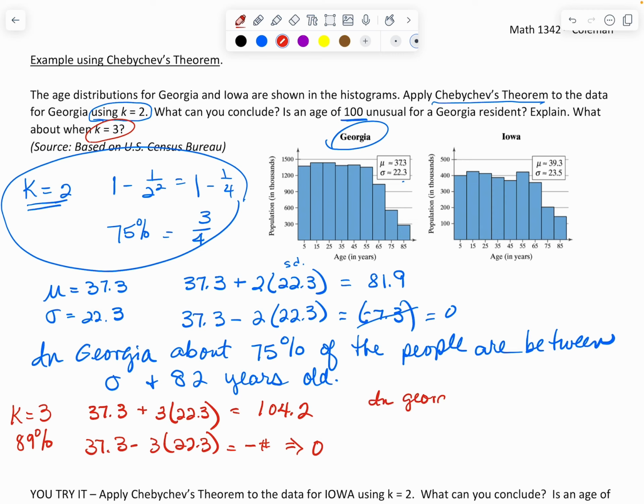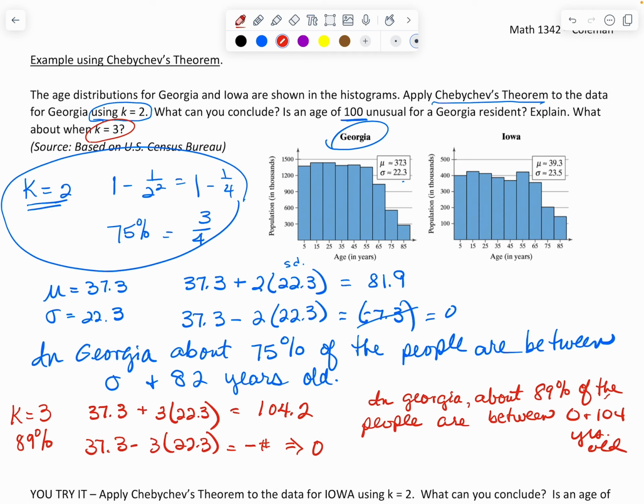So this now says, again, in Georgia, about 89% of the people are between 0 and 104 years old.